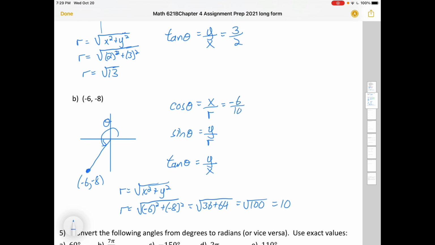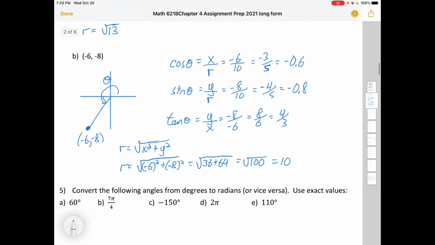X was negative 6, radius is 10. You could reduce that down to negative 3/5. If you wanted to, I guess you could call it negative 0.6. Though that seems a little weirder on a non-calculator section. This would be negative 8 over 10, which reduces down to negative 4/5. Or again, negative 0.8 if you wanted to. And then y over x is negative 8 over negative 6. Now, a negative divided by negative is a positive, so that's the same as 8/6, or 4/3. Okay. There are all our trig ratios. Here it does not ask us to actually find the angle, so we won't.